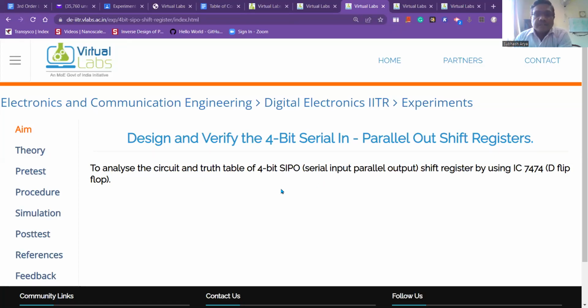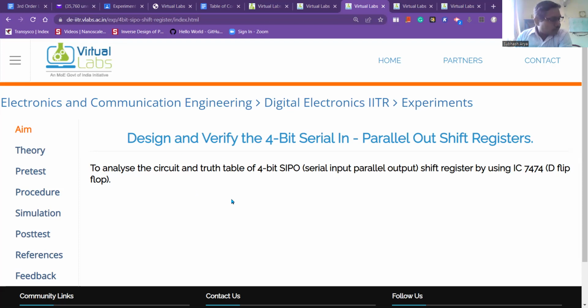Hello learners, welcome back again to this digital electronics laboratory. The aim of this experiment is to analyze the circuit and truth table of a 4-bit serial in parallel out shift register by using IC 7474, that is the D kind of flip-flop.